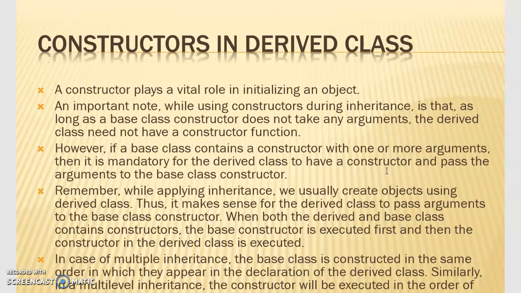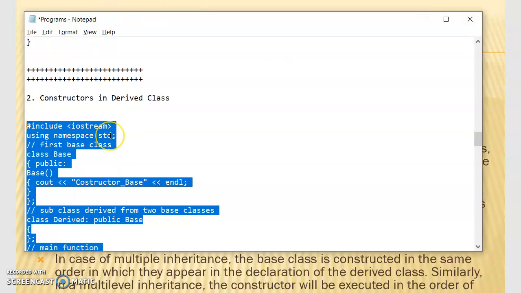So basically we are going to see what happens when we have a set of constructors in the base class and a set of constructors in the derived class. The concept here is regarding constructors in the base class as well as the derived class, and we're going to see what happens in its function. So we're going to see a program over here.